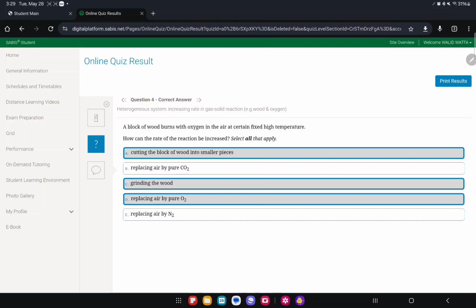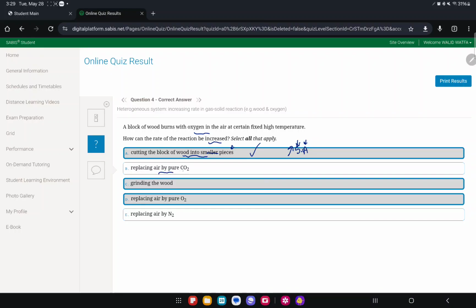Question 4. They said a block of wood burns with oxygen at a certain temperature. How can they increase the reaction rate? Obviously, if you cut it up into smaller pieces, that would increase the surface area. Smaller pieces means larger surface area. It doesn't mean less surface area. No, it's the opposite actually. The more pieces you have, the more surface area you have.